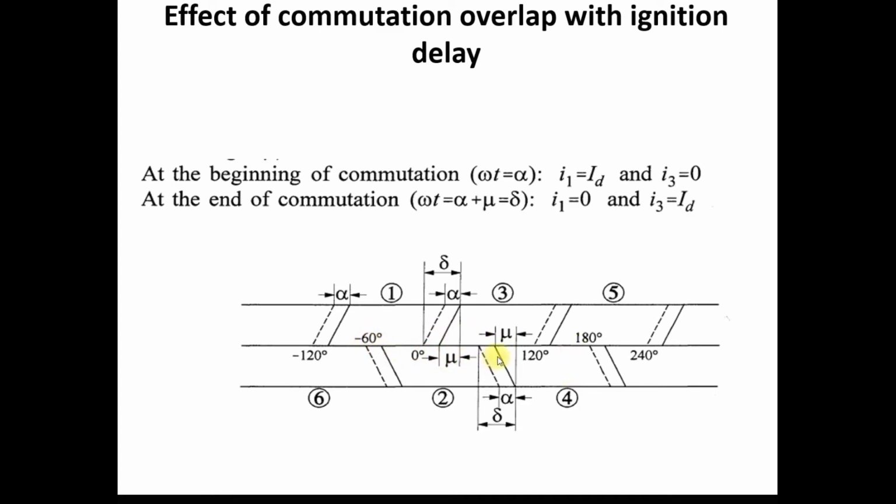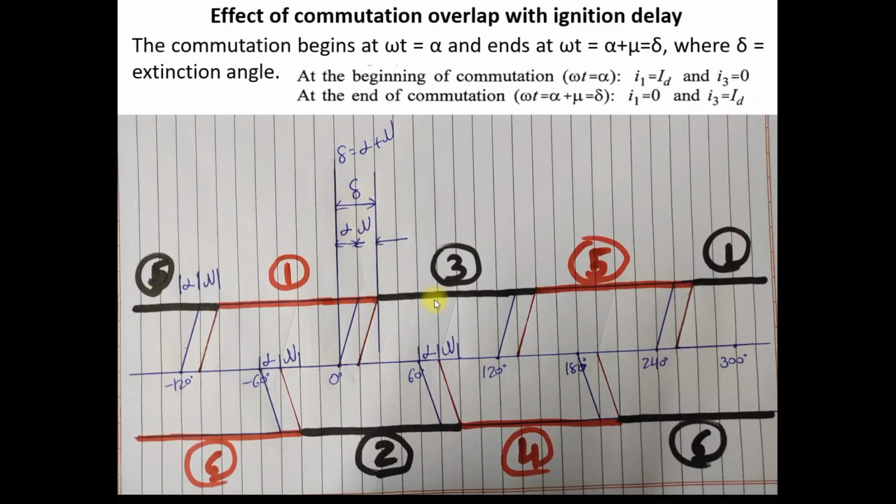So here in your book, some mistake is given. You can see that here this alpha is presented, but actually that is the overlap time, nu. Your alpha is actually starting from here to here, and this is nu. So alpha plus nu, that is the delta angle. Here it is nu, but this is wrong. This is not alpha. Your alpha is this one. Clear?